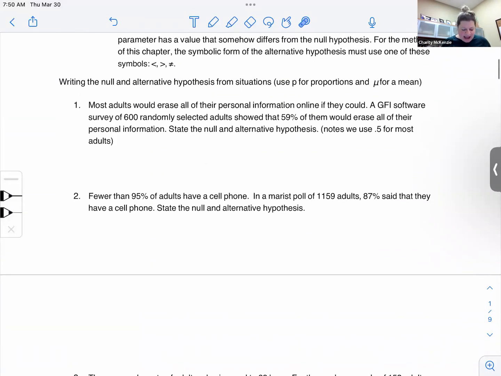So let's look at this example here. Most adults would erase all their personal information online if they could. A GFI software surveys 600 randomly selected adults, and they show 59% of them would erase all their personal information. State the null and the alternative hypothesis.